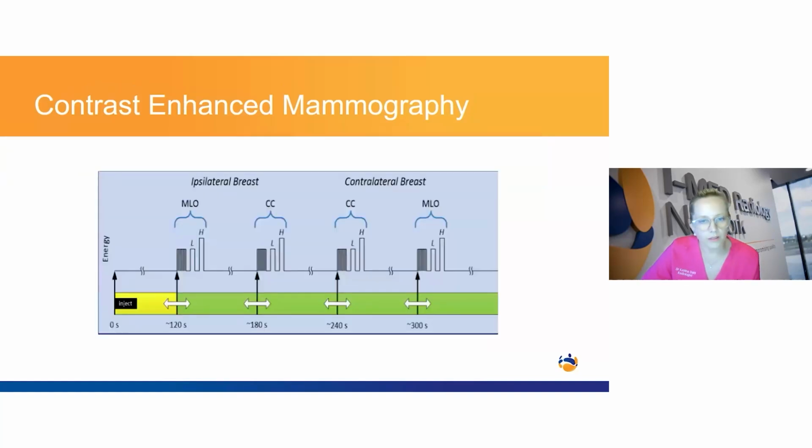As a little, for interest's sake, the technical component we'll quickly touch on here. So the woman has her IV sited, she has her injection of contrast, and we wait 2 minutes for the contrast to get into the breast tissue. The mammographer then has about 6 minutes to acquire the images required.